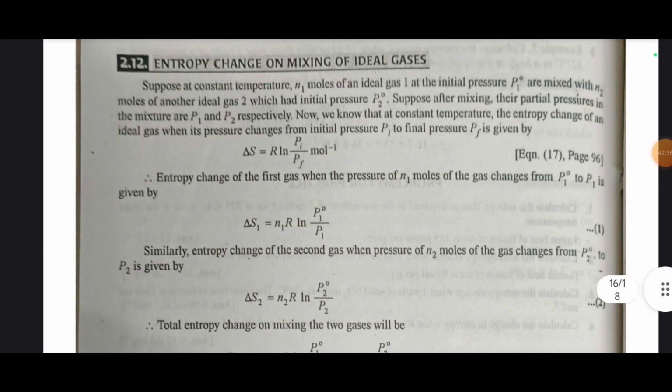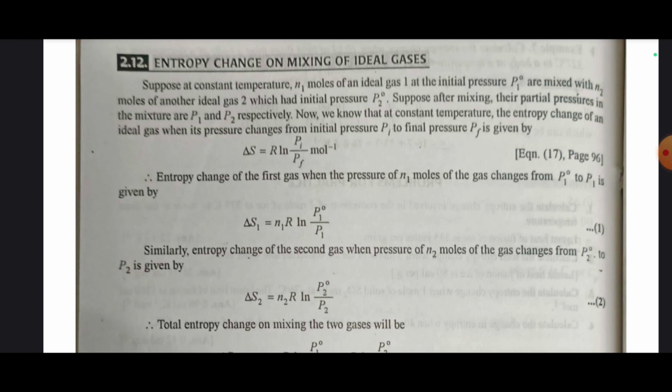Next is entropy change on mixing of ideal gases. Suppose at constant temperature N1 moles of an ideal gas 1 at initial pressure P1 naught are mixed with N2 moles of another ideal gas 2 which has initial pressure P2 naught. Suppose after mixing, the partial pressures in the mixture are P1 and P2 respectively.